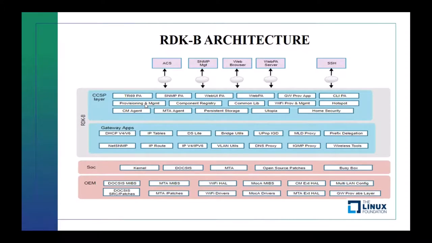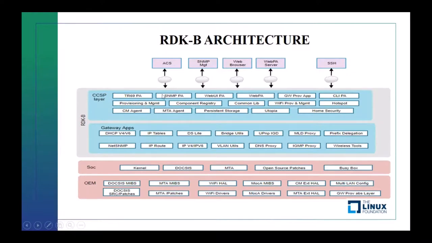Having this capability allows each component to be instantiated and work in its own process during testing and verification, but later combined with other components into a single process in production environments. It also aids in resolving and isolating issues such as crashes, memory leaks, etc. Here you can see the different CCSP components. Like already mentioned, there are some protocol agents. There is also the CM agent, which is nothing but the cable modem agent. Here you can see the MTA agent, the media terminal adapter agent. And there are so many components in the CCSP layer.